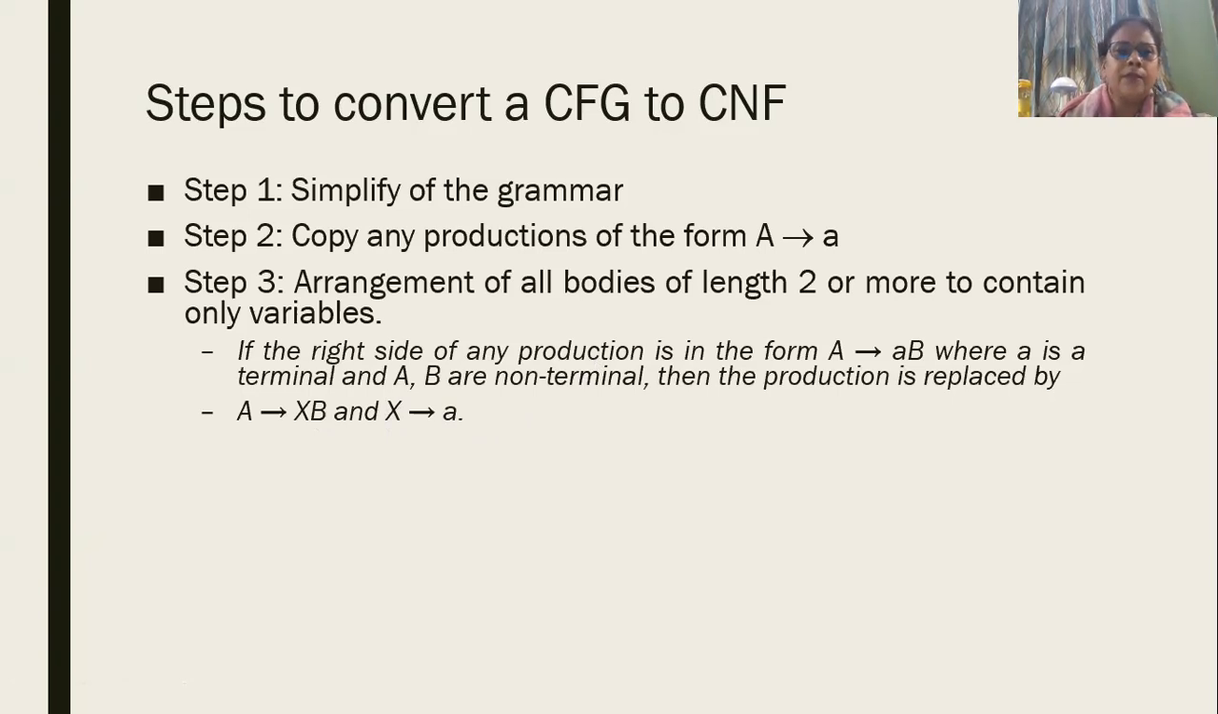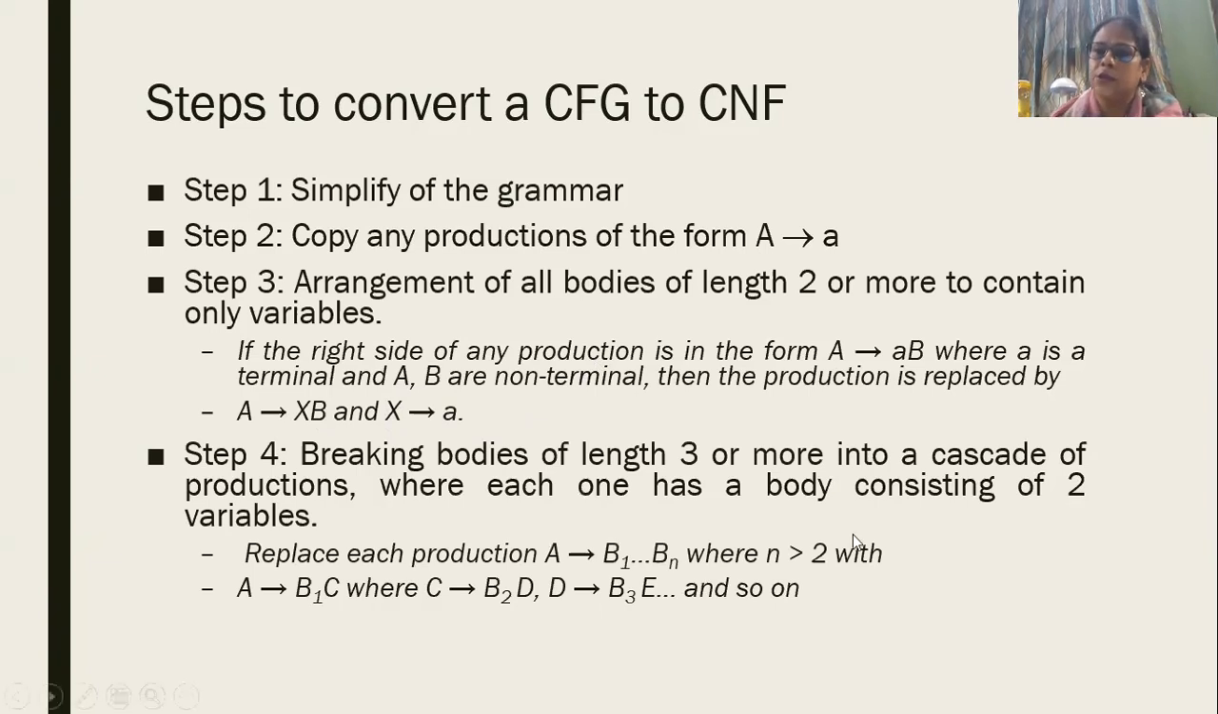Once you do that, then you might end up with certain productions in which the right hand side has length of 3 or more. Now, as we know, a grammar in CNF has all productions in which the right hand side has at most two variables, or exactly two variables, to be very correct. So if you have productions with length 3 or more, then you replace these productions by a cascade of productions. So suppose you have a production A derives B1, B2, B3 and so on.